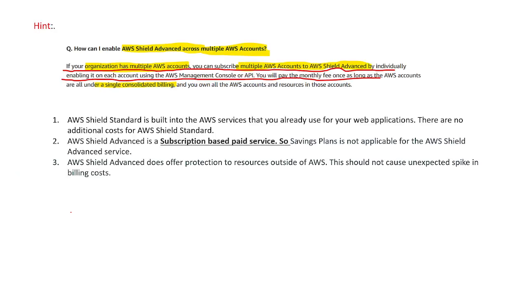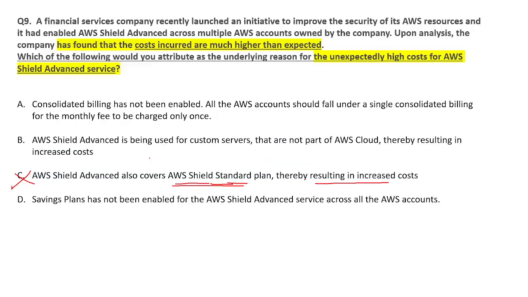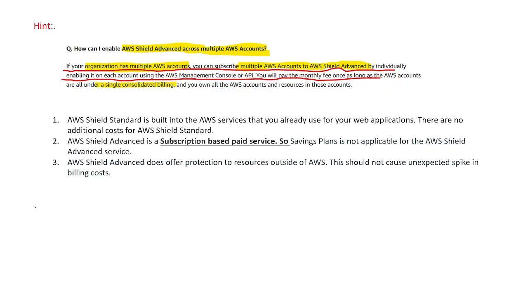Here are some more tips. AWS Shield Advanced is a subscription based service. So there is no point talking about savings plans, as they are not applicable for the AWS Shield Advanced service. So option D is also gone. Now we'll go to the third one. AWS Shield Standard is built into the AWS services that you already use for your web application. There is no additional cost. This we already covered, and here is our answer.